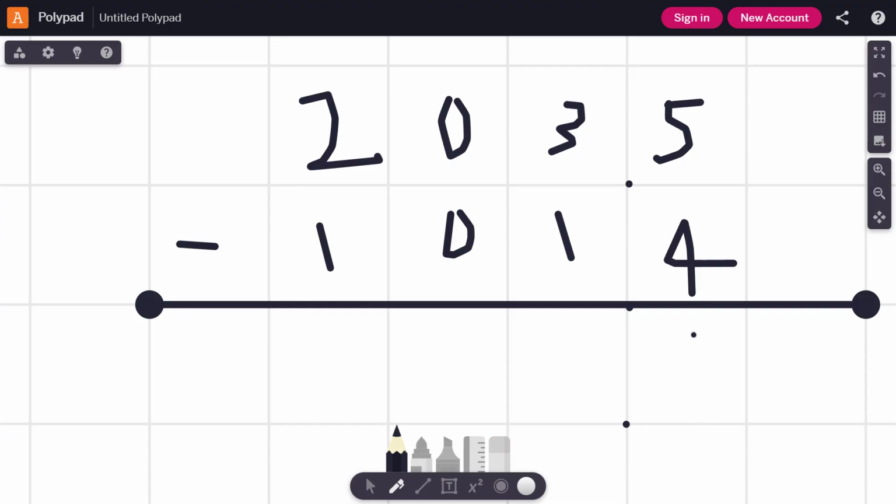No questions. You have to line up. 5 take away 4 is 1. 3 take away 1 is 2. 0 take away 0, obviously 0. 2 take away 1 is 1. So the result is 102 and 1/10.